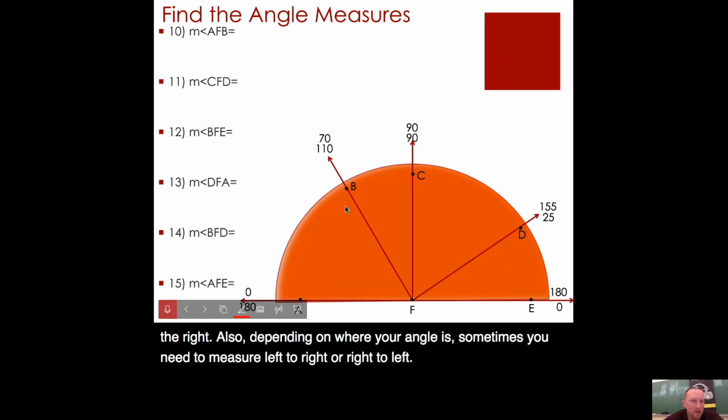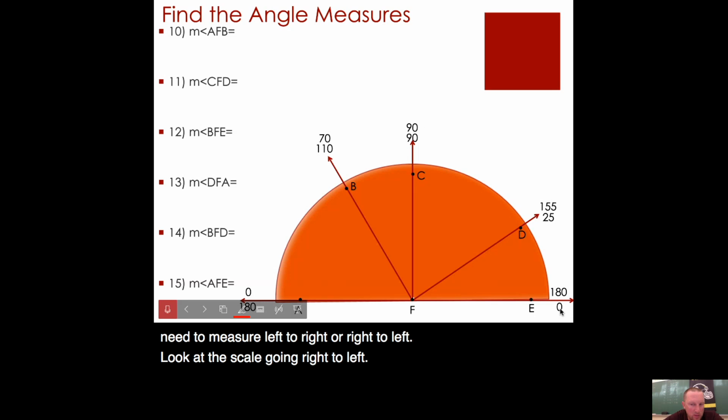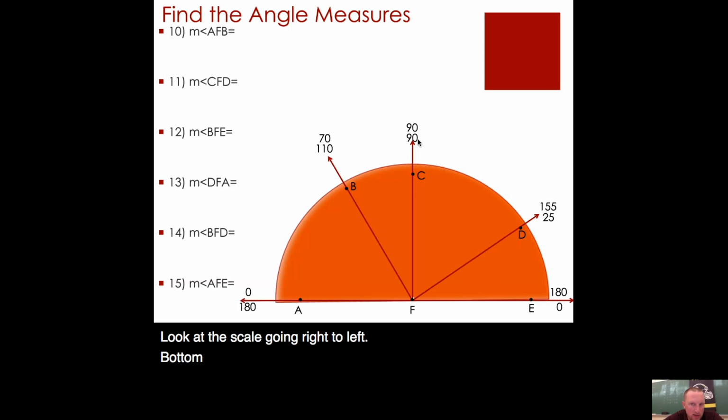Look at the scale going right to left. Bottom numbers, 0, 25, 90, 110, 180. They increase going right to left.